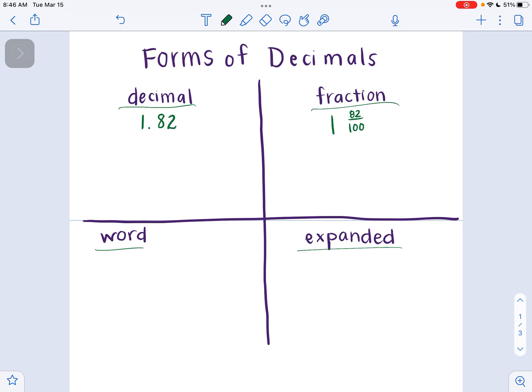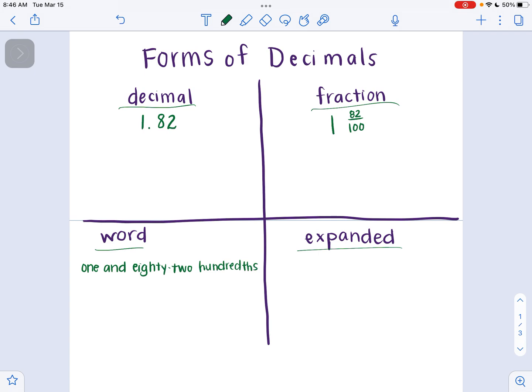Another form that I can write it as is word form. So I would write out 1, making sure I'm writing "and" for my decimal, 82 hundredths. Being careful that I'm adding my THS there.